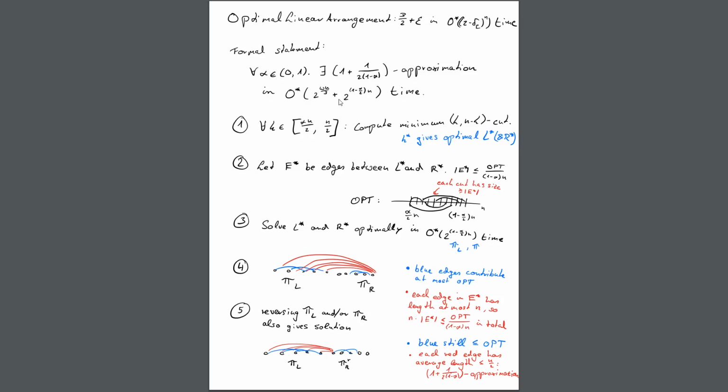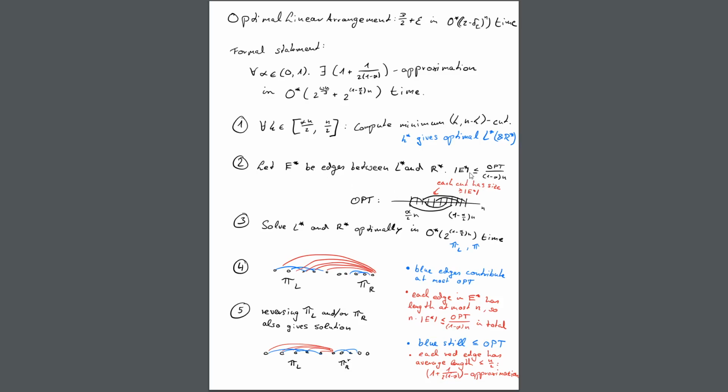Okay, so what the algorithm does, it first iterates over all k between alpha n over 2 and n over 2, and it computes the minimum k, n minus k cut for this specific k. And now we're just going to say k star is the value that gives us the smallest cut among all of these values for k. And for k star, we have a set L star that has the minimum number of edges to the right side R. And we're going to denote these edges by E star.